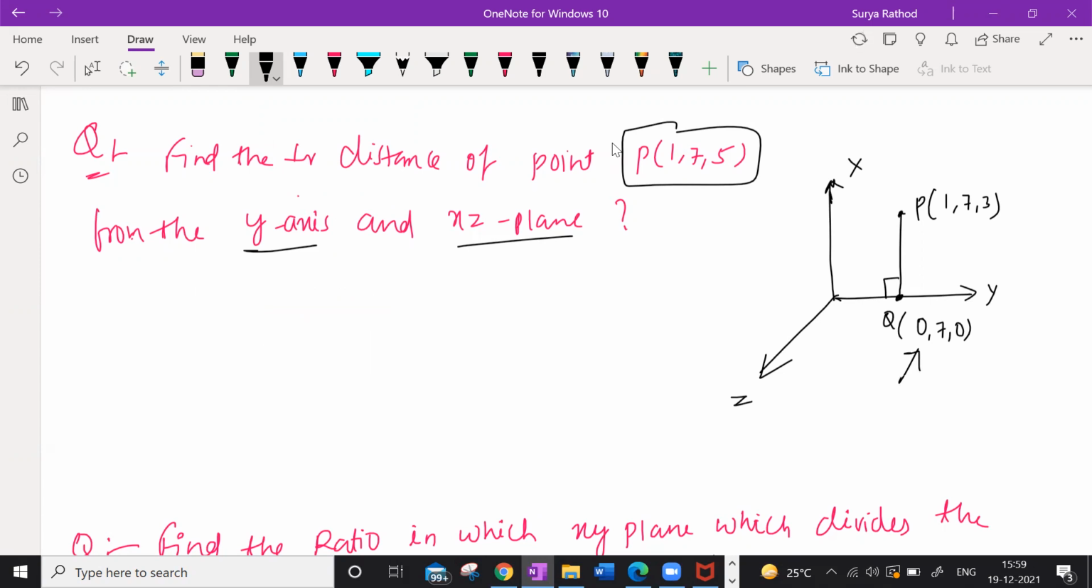And you know this Q point is lying on the y-axis. On the y-axis, the x and z coordinates would be 0. The y coordinate would be as it is. From where did I get this 7? Look at the y coordinate here. All right. Clear? Are you able to understand? Yes, I can understand.